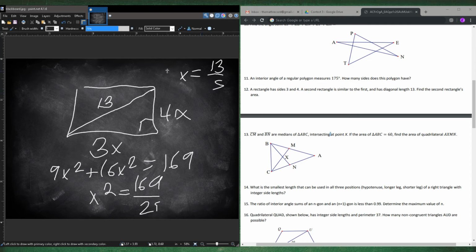So the area of the second rectangle is just 4x times 3x, so that's 12x squared. We already got x squared here, so just put it in. 169 times 12 divided by 25, which, written in decimal, is just 81.12. So that's your answer, 81.12.